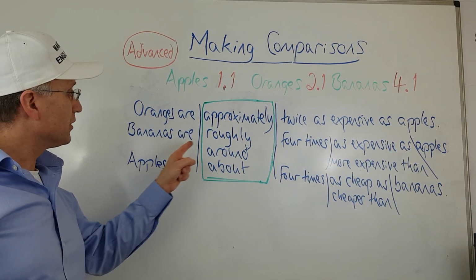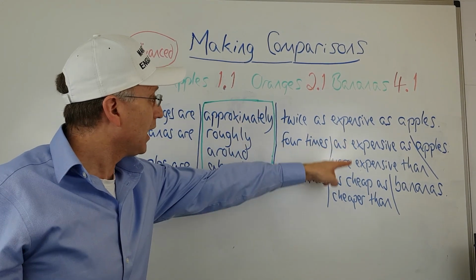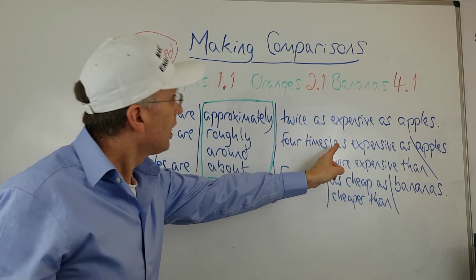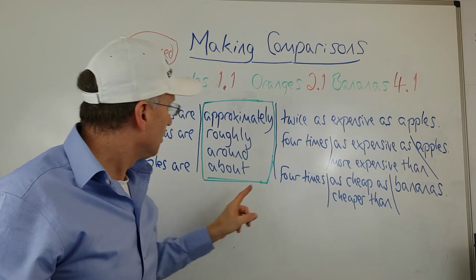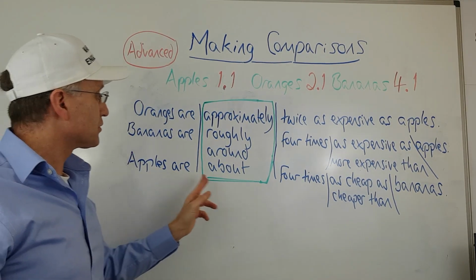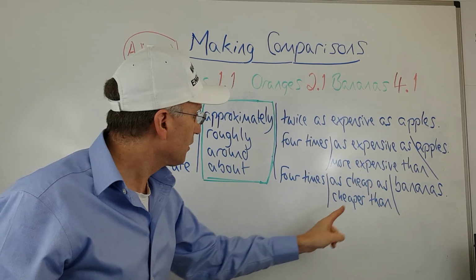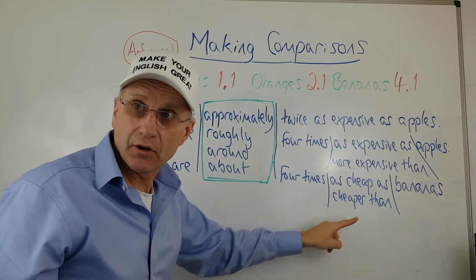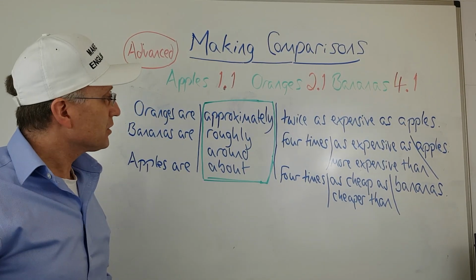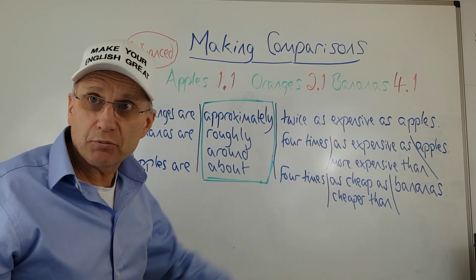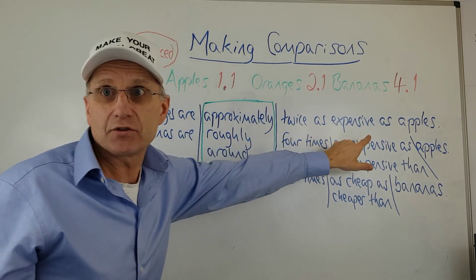Another example, bananas are roughly 4 times, and again here you've got 2 different options, as expensive as or more expensive than. Alternatively, apples are about or around 4 times as cheap as bananas or cheaper than. So if you do more than one advanced comparative, you've got different options there, provided it's not twice when it has to be as.